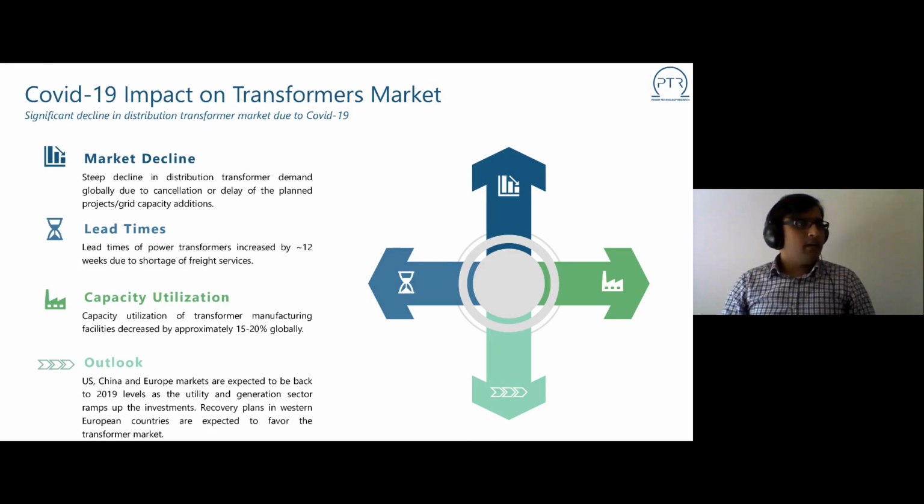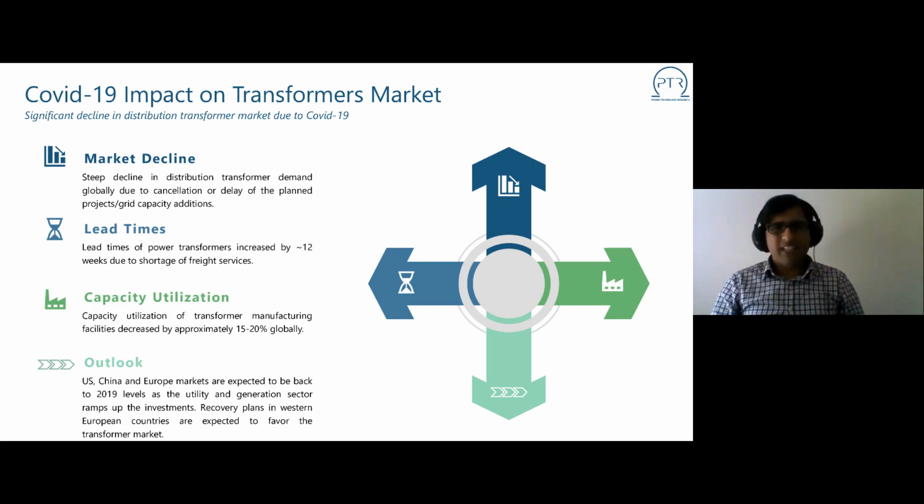Moving forward, to see how COVID-19 impacted the transformers market, as we discussed earlier, the distribution transformers market definitely got impacted. It's still under a lot of pressure because the market is not back to what it was in 2019. Whereas the power transformers market got recovered in the first quarter of 2021, and it's already towards those levels which might exceed the 2019 market value in the second half of the year.